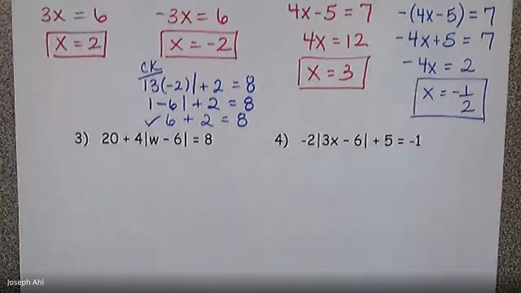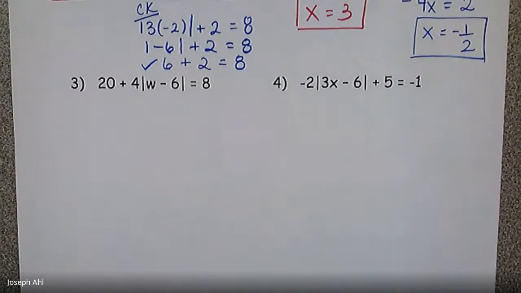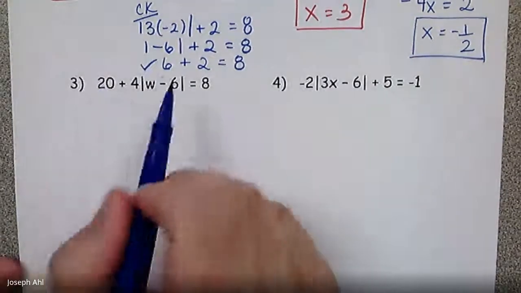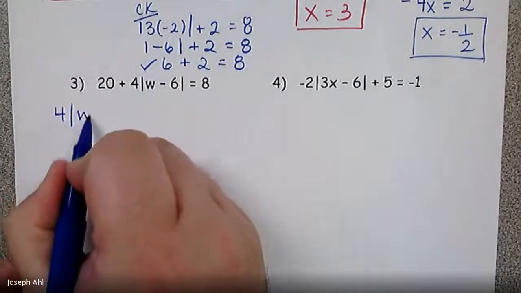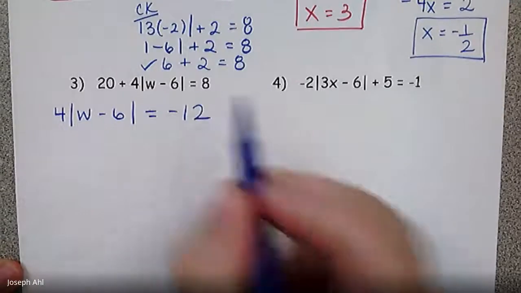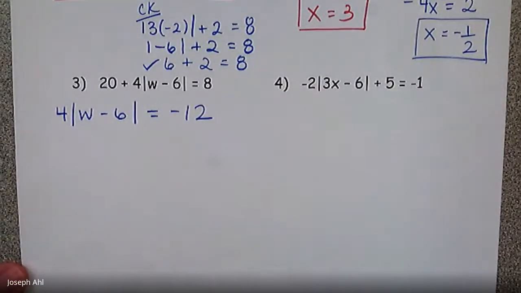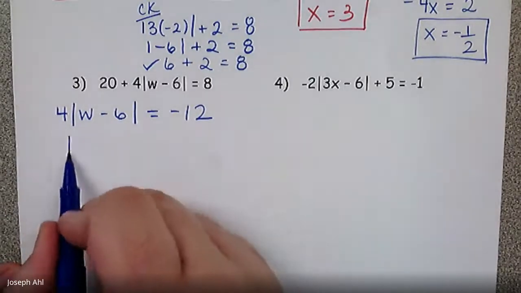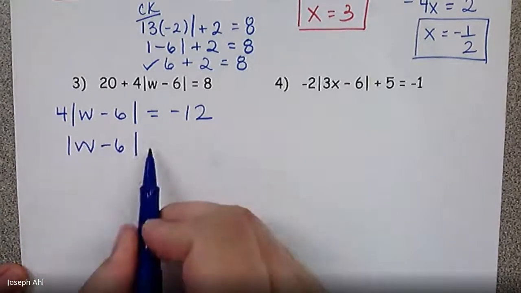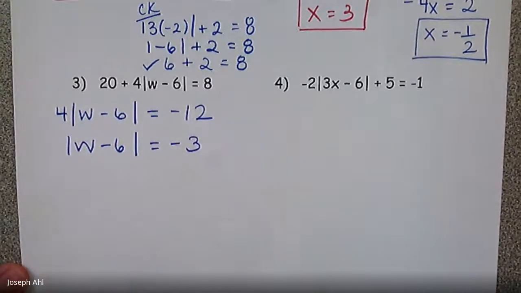All right, we've got 2 more to look at here. And then next time I see you, we'll do a little bit more practice with this in class. But the first thing I'm going to do for number 3 is subtract that 20 to the other side. So 4 times the absolute value of w minus 6 is going to equal negative 12. Right, so take those steps to isolate the absolute value expression. Then I'm going to divide both sides by 4 to get that the absolute value of w minus 6 is equal to negative 3.